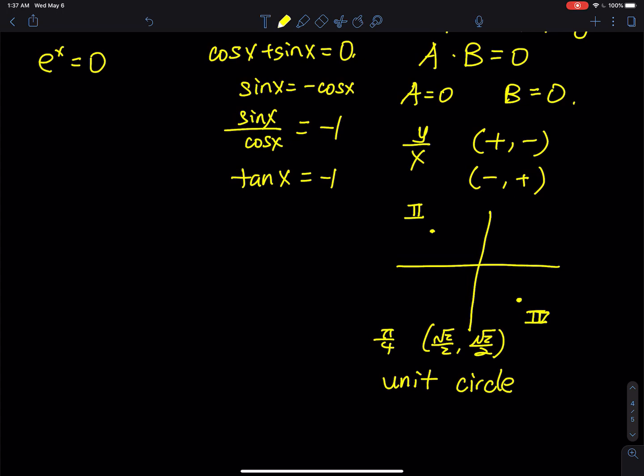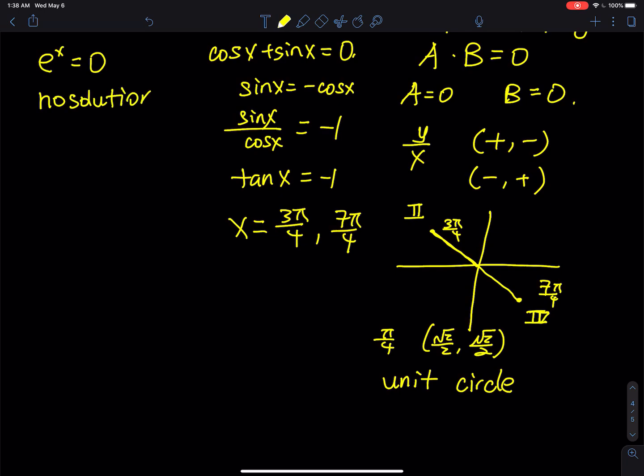So this is pi over 4, and what coordinate? What angle do you need in quadrant 2? The answer is 3 pi over 4. At quadrant 4, we have 7 pi over 4. In quadrant 2, we have a negative x and positive y. At quadrant 4, we have a positive x and negative y. So that gives me two answers: x equals 3 pi over 4, and x equals 7 pi over 4. And then, e to the x equals 0 has no solution.